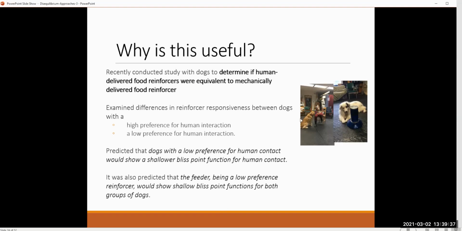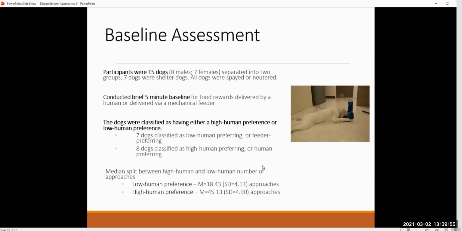And we examined differences between dogs who had a high preference for human interaction and a low preference. And we predicted that dogs with a low preference for human contact would show a shallower bliss point function for human contact. But the feeder function should be the same for both groups because they should have an equivalent feeder function. All right, so we had 15 dogs, 8 males, 8 females.